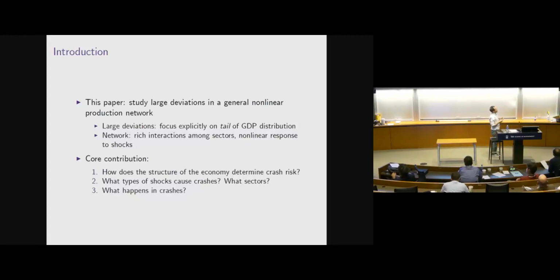Number two, we have a network. So this is thinking about rich interactions among sectors and allowing then for a nonlinear response to shocks, so that the local and the tail effects are not the same. In terms of contributions, what I'm going to talk about is one, how does the structure of the economy determine crash risk? So what makes an economy more versus less delicate? Number two, what types of shocks cause crashes? What sectors are going to be most dangerous in terms of thinking about crashes? And then three, we can think about what happens in them, but I won't really talk about that today.